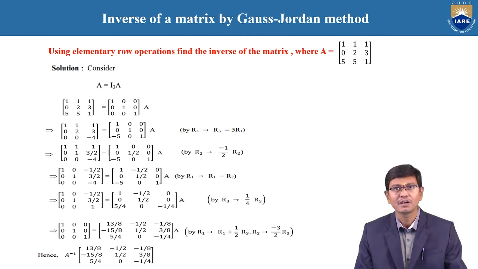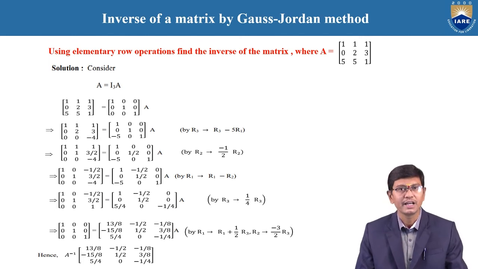Here the given matrix is [1 1 1; 0 2 3; 5 5 1], and the right side is treated with the help of the given matrix of order 3 by 3, such that I3 is the matrix [1 0 0; 0 1 0; 0 0 1] into A. Finally, our aim is to reduce the left side to the unit matrix of order 3, that is I3, and by using the same row operations on the right side, the matrix I is reduced to a matrix which is considered the inverse of the matrix.